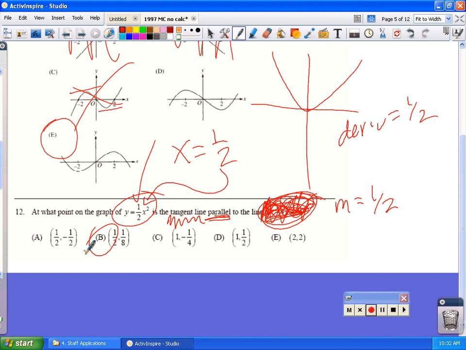So I get b. Look, I'll show you what's going on. Go over a half and up an eighth. Let's say it's about there. All that's saying is that this tangent line, or line tangent to my curve, is parallel to that line that I crossed out.